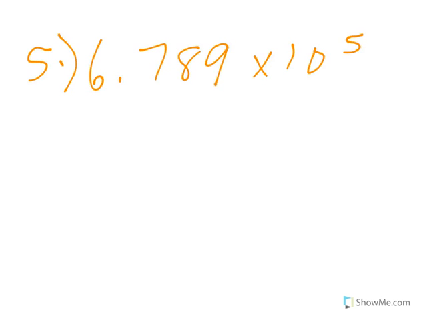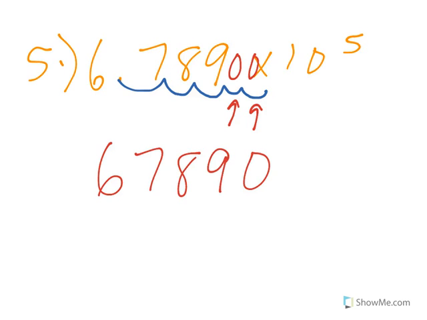5, convert 6.789 times 10 to the 5th. So let's write that down. 6.789 times 10 to the 5th to standard notation. All right, now notice the 5 is positive. That means our number's going to get bigger. And I'm going to move it 5 places. It's got to get bigger, so it's got to go to the right. So I'm going to go 1, 2, 3, 4, 5. Well, notice I have these 2 empty spots, and those get filled in with zeros. So when I go to write my answer, I have 6,789 and then 2 new zeros. So my answer in standard form is 678,900.